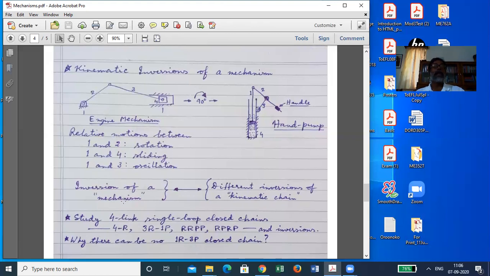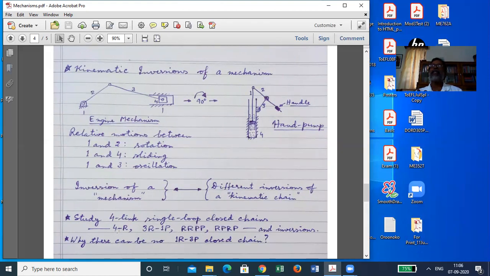Okay. Now, you do one important task on your own. Why? Because the book covers this in good detail and a lot of nice pictures are there. Okay. And you can draw sketches in your notebook. So study 4-link single loop closed chains, all their inversions. So considering revolute pairs and prismatic pairs as different, how many different such single loop closed chains can you think of? One is 4R, all revolute pairs.